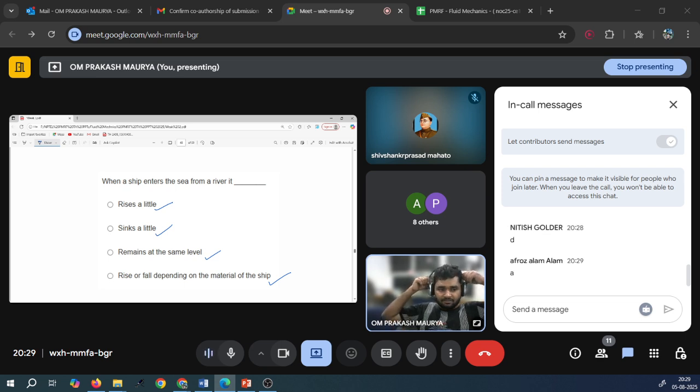So here again you think about your Archimedes principle and the density of water, density of sea water, density of river water. So if you think, hope you will understand. Hope you are able to give the answer. Okay. So two students, Nitish and Alam: Nitish is telling D and Alam is telling A. Other students, please also think on that. Very important question. Bit tricky.